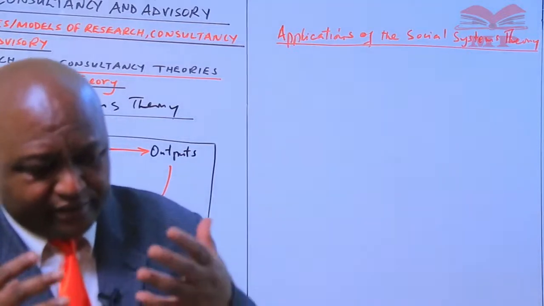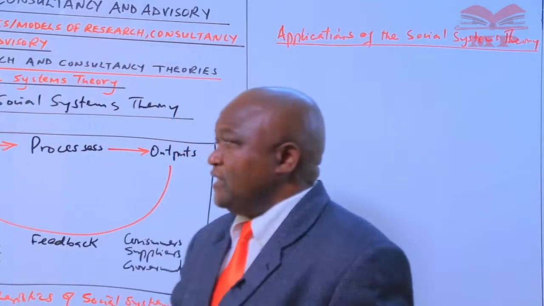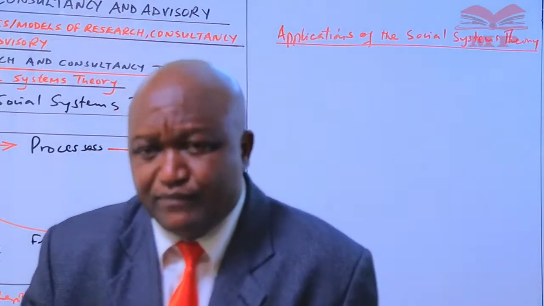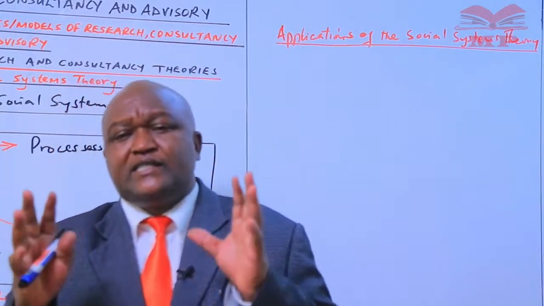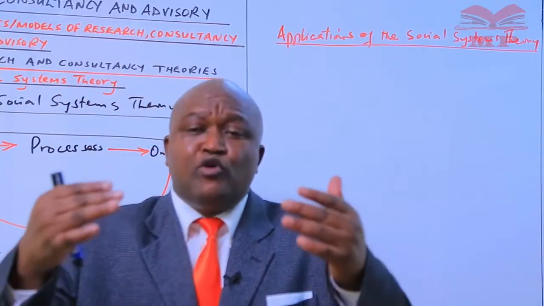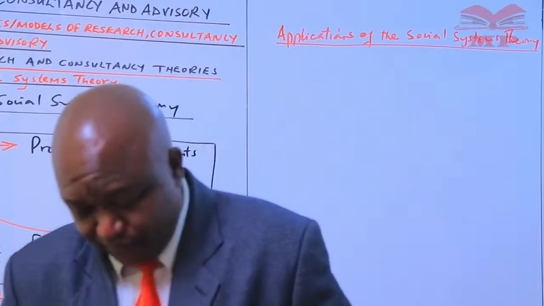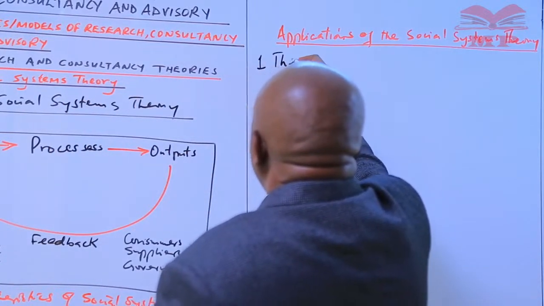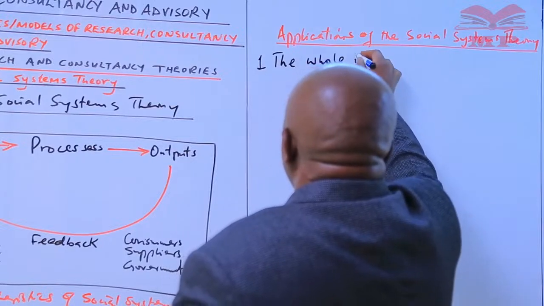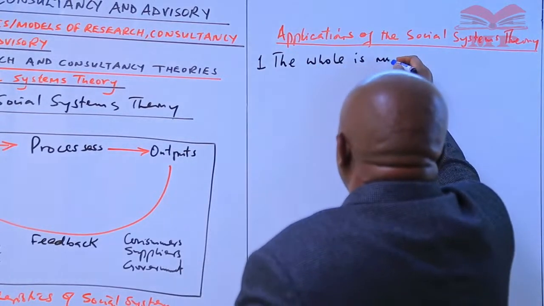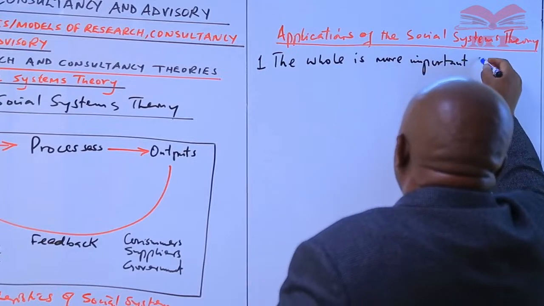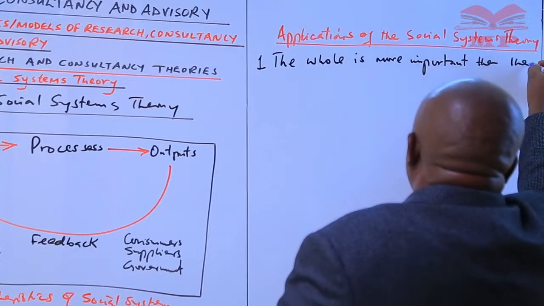Now, the way the social system has been put forward by its proponents, a social system looks at a system as being more important than the subsystems. So one, the whole is more important than the subsystem.